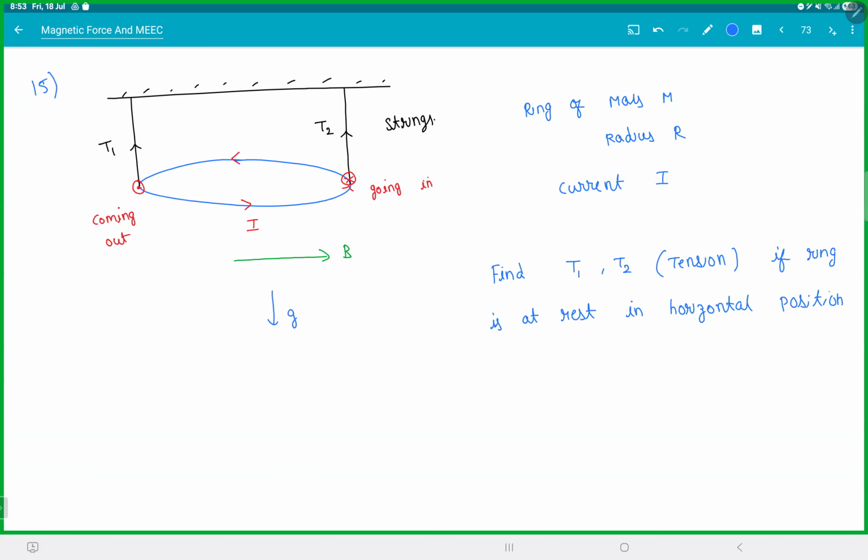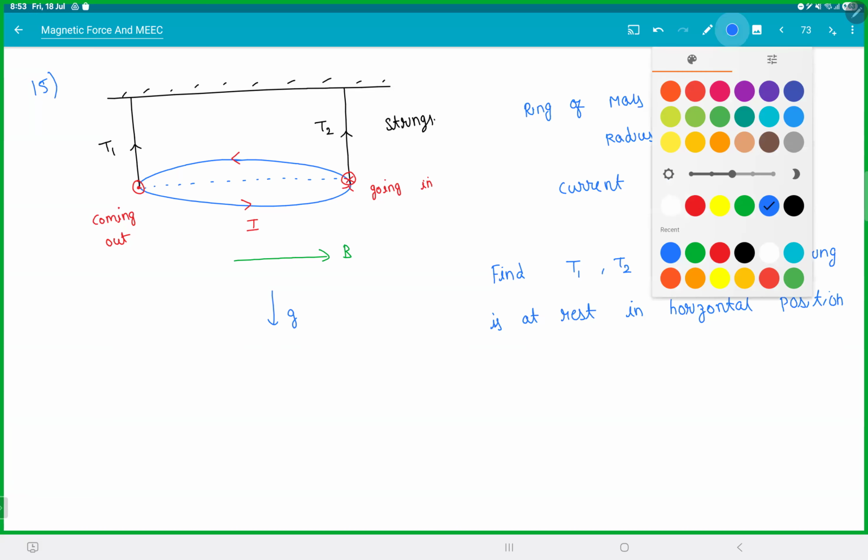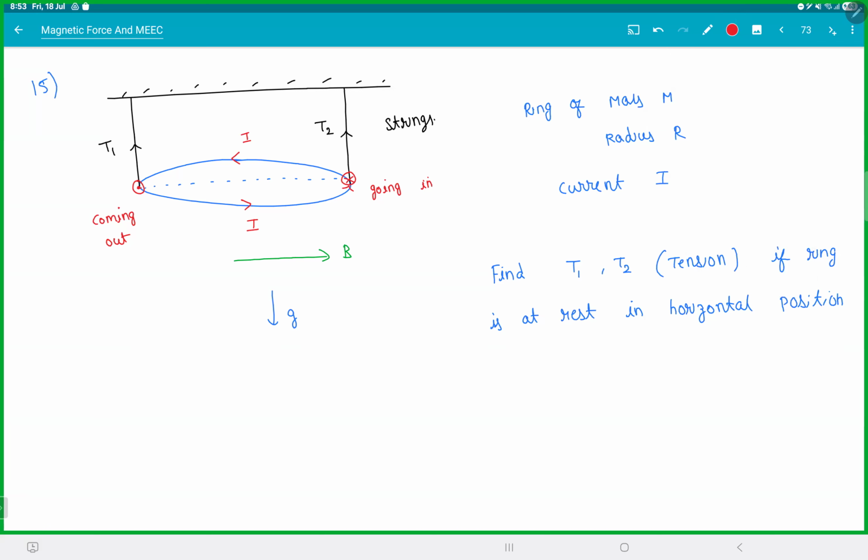So we have a ring of mass M and radius R in a horizontal plane, and there are two strings along the diameter. T1, T2 are connected at the diameter. If the current I is flowing and there's a magnetic field, something happens. The tensions won't be equal. So what is T1, T2? Think. I'll give you a minute or two.